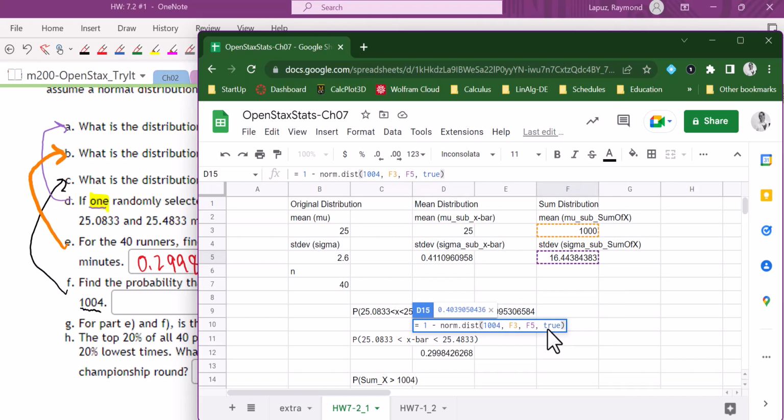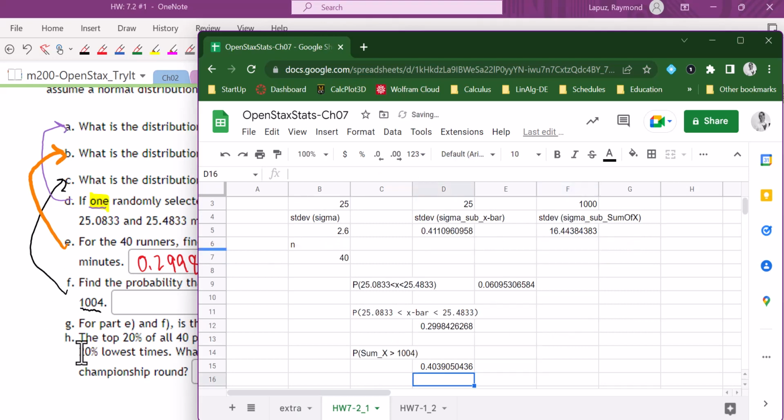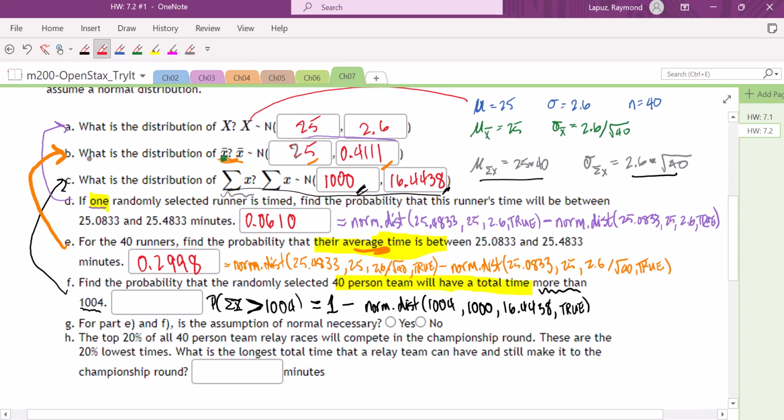So it looks like I get a value of 0.4039. Yep, that's rounded off to 4 decimal places. So 0.4039. Okay.